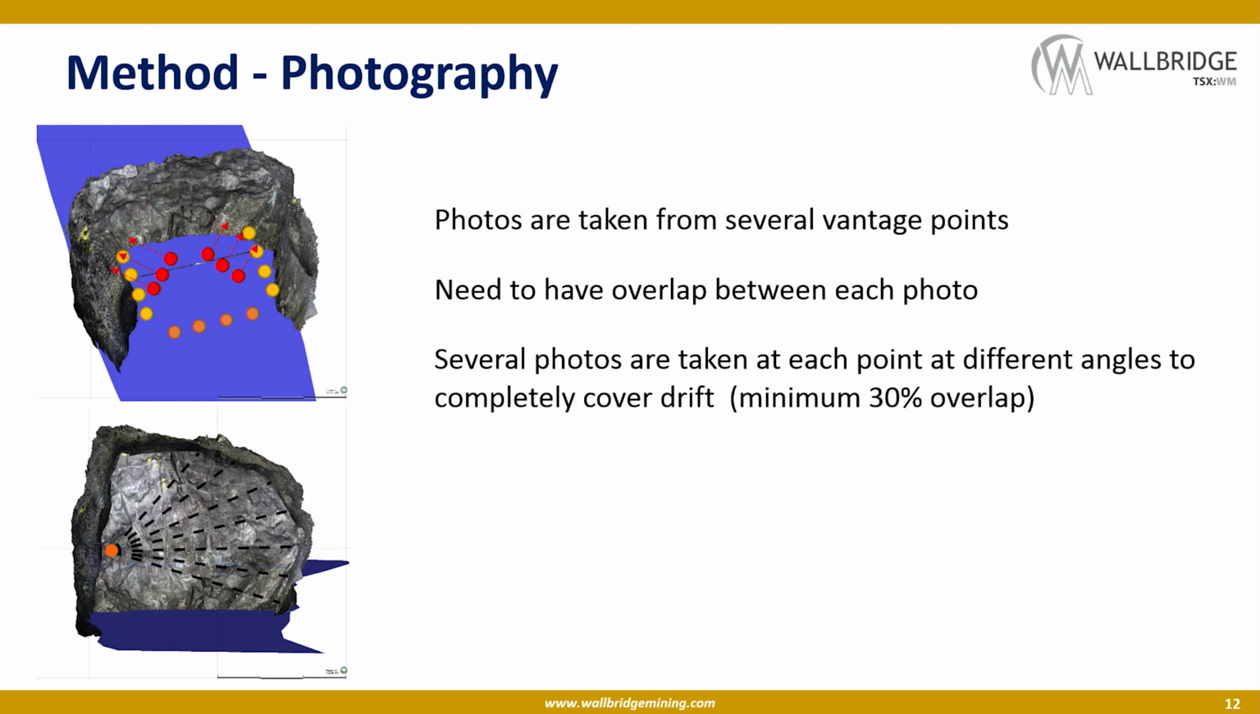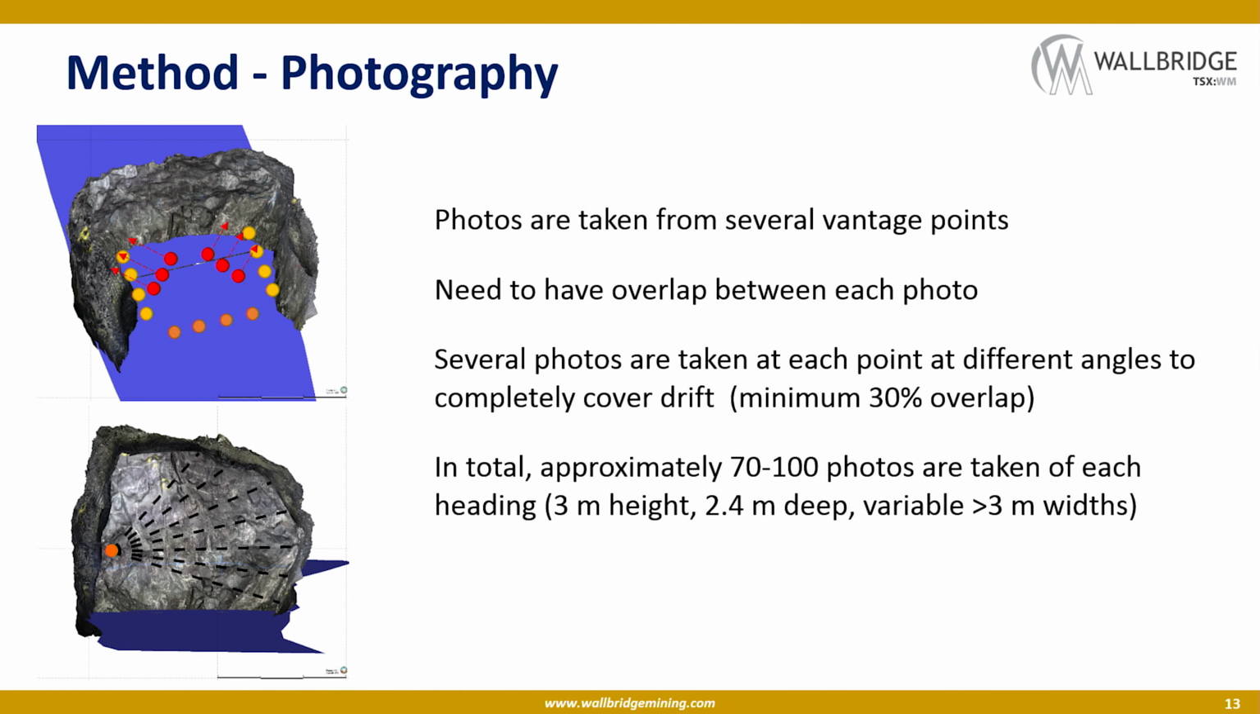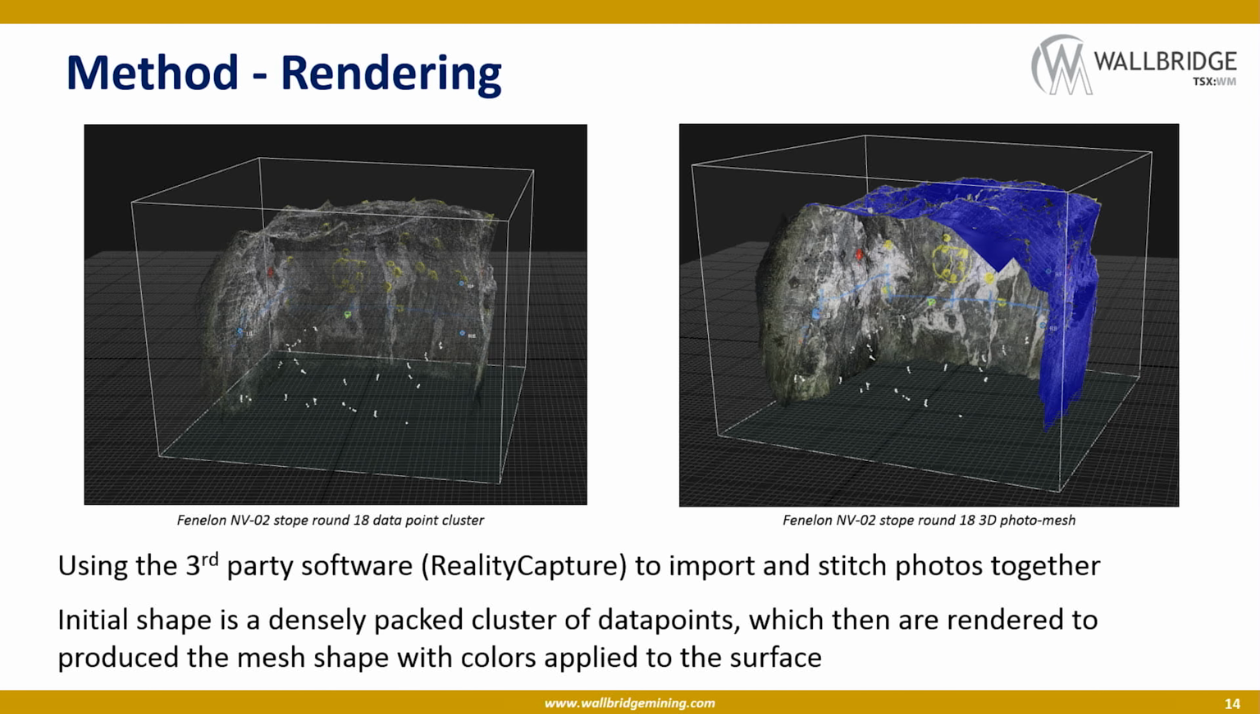From each of these points, we'd take several photos angled at different orientations to cover the entirety of the wall, and we're looking at about a minimum of 30% coverage just for the stitching process again. Not shown here, we would then later take pictures of the back in order to complete the mesh. In total, we'd take about 70 to 100 photos, and like I said, this would take about 10 minutes.